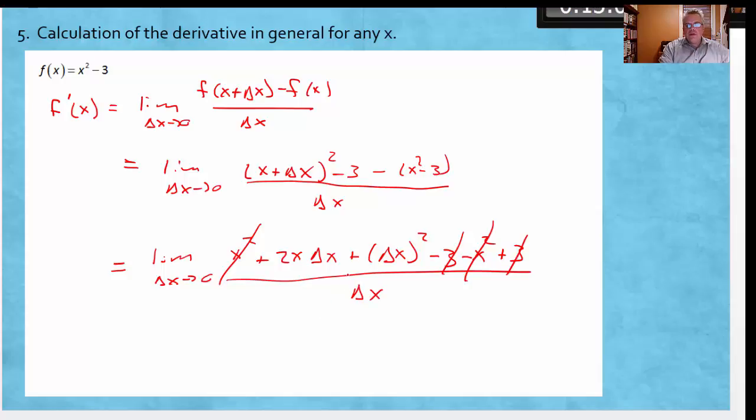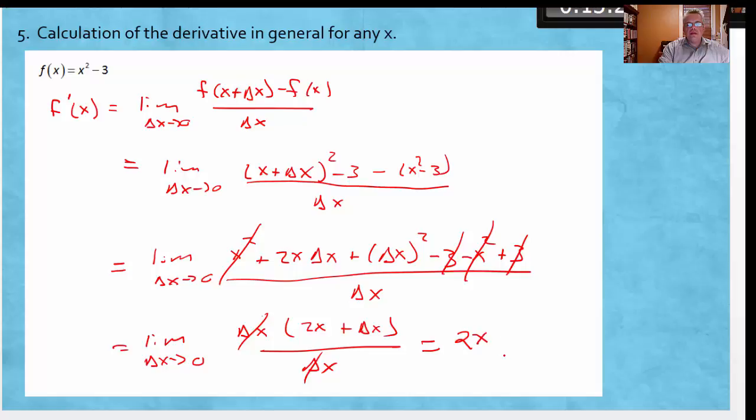So here we are, we have to factor the delta x out, and we're actually getting close to the end here. So this would be delta x times 2x plus delta x all over delta x. That cancels, and as we let delta x go to 0, this is gone. The only thing that is left is 2x. So we get the formula that f prime of x is 2x. That's the formula for the slope of the tangent line anywhere.